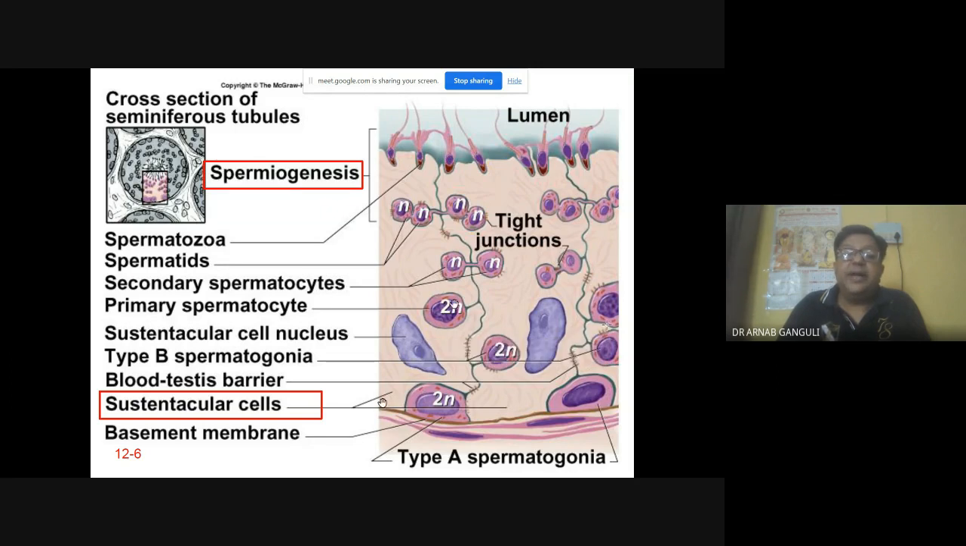Then these are the primary spermatocytes, which are still 2N. The secondary spermatocytes become N, and then the second meiotic division takes place. The spermatids are formed, and from there the mature sperms are formed.